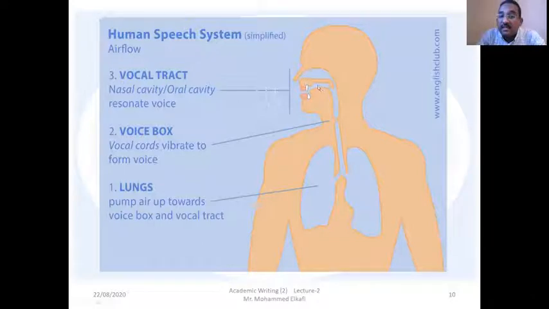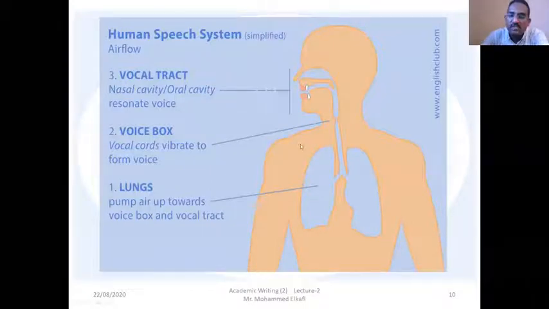We said most of our speech sounds come through what? Through our oral cavity. And the rest of them will come through what? The nasal cavity. As you see, the lungs pump air towards the voice box and vocal tract.